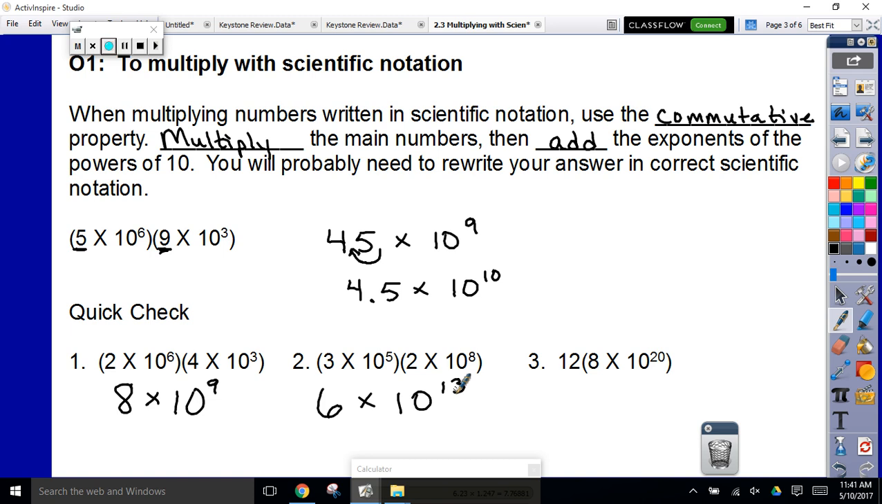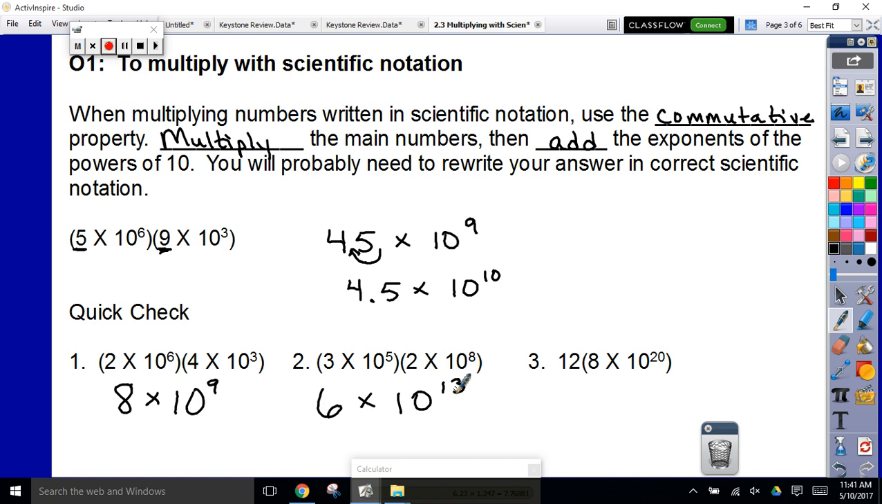No. It's good the way it is. We have one digit to the left of the decimal. Number 3 looks a little bit different. Number 3 has just a plain old number that's not in scientific notation that we're multiplying times 1 in scientific notation. How do you think we would do that? If we use the rules that we've been given, how would we apply that to a problem like this?